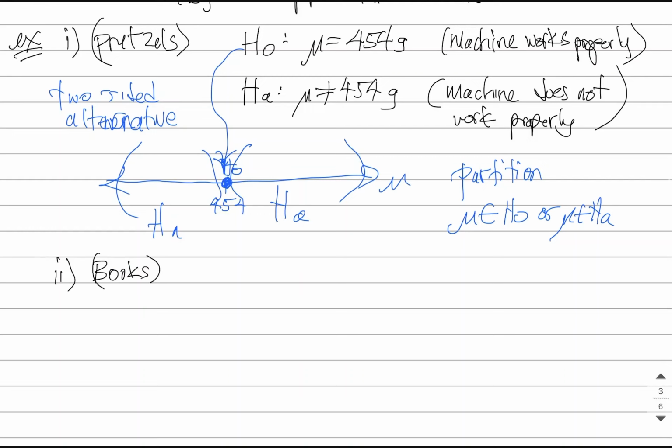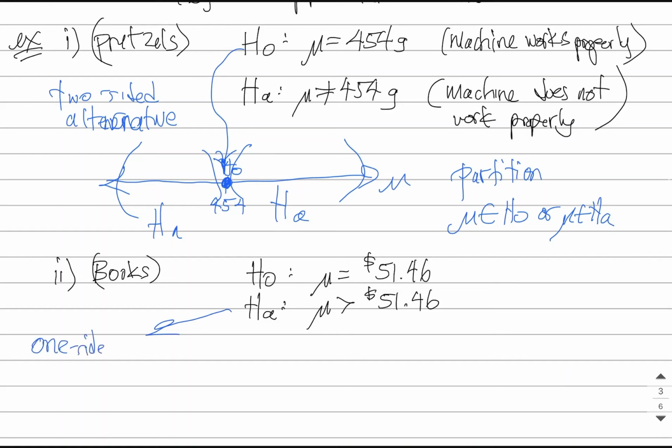Now another example here is the books example. The mean price of a history book is given, and the company wants to know if the price has increased. So to help you formulate these things, I'm trying to give you these tips. The null hypothesis is always the no change. Nothing has changed. So if nothing has changed, then we'll say that the null hypothesis is $51.46. The alternative is what you suspect is the case. Now, in this particular problem, we suspect that the prices have increased. So we will say that the true average price is greater than $51.46. Now, to get things working in the partitioned idea, we're going to consider this to be a one-sided alternative.